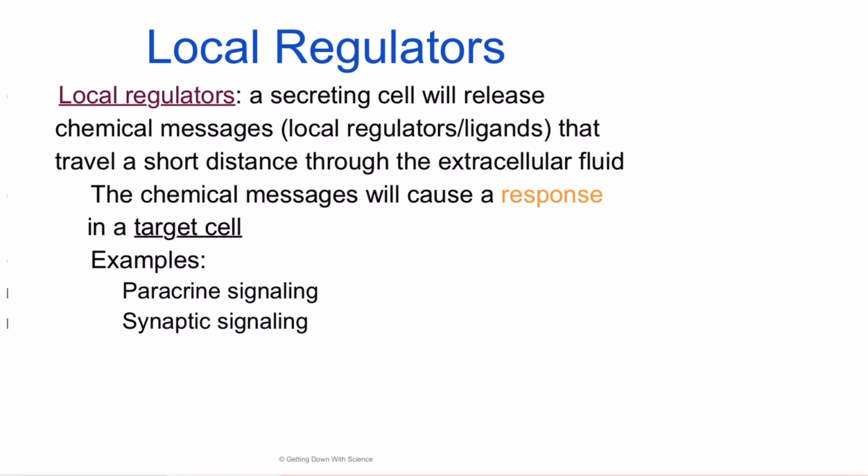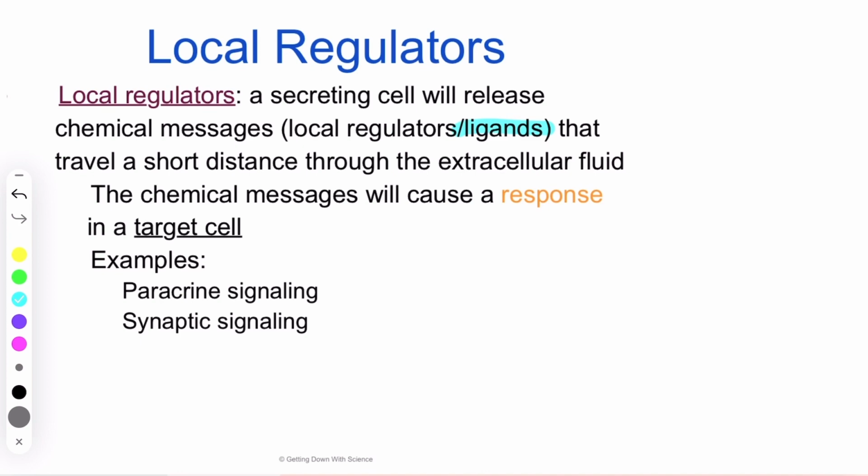Local regulators, this is whenever a secreting cell, so a cell that is releasing things, will release those chemical messages, which are called local regulators and ligands. So this is an important word, and we will come back to this word later, but ligands travel a short distance through the extracellular fluid. The chemical message will cause a response in a target cell.